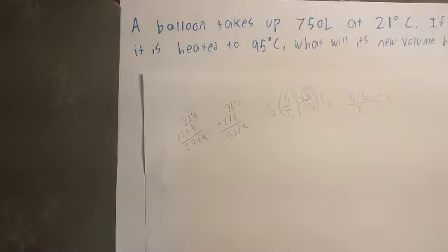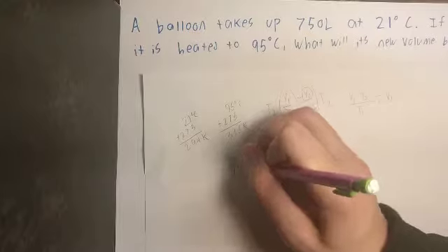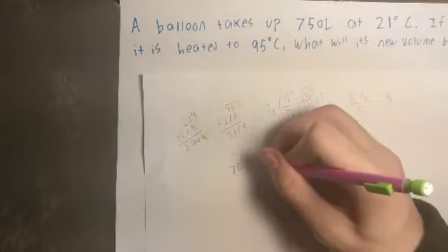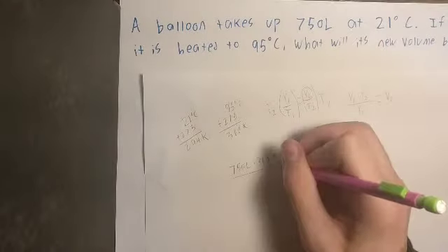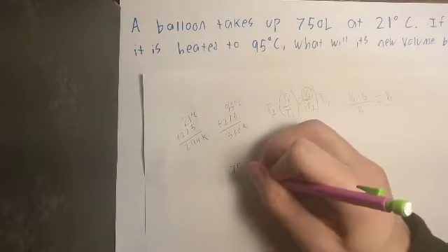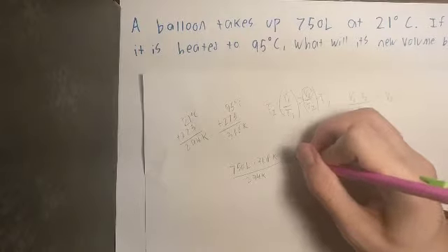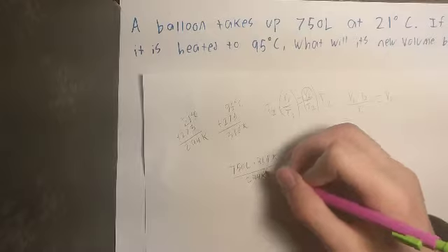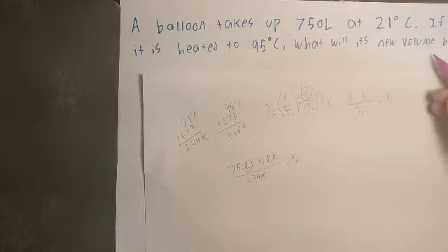And then all you gotta do is plug in the values. So V1, 750 liters, times T2, 368 Kelvin, all over T1, 294 Kelvin, equals V2. And our Kelvin units cancel each other out, and we're left with liters, which is fantastic because we're looking for volume.